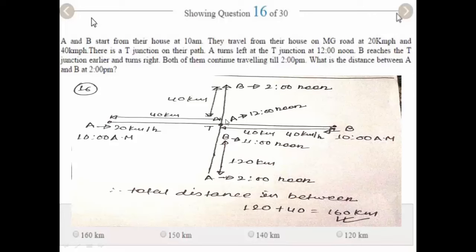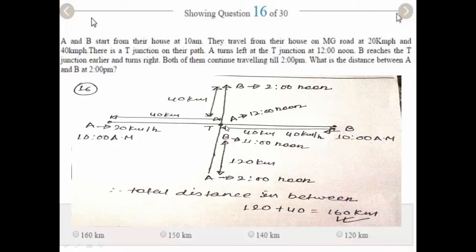Okay, so B starts traveling toward the T junction at a speed of 14 km per hour at 10 o'clock, and A starts walking toward the T junction with a speed of 20 km per hour. So A takes 2 hours to reach T. So the total distance from A to T is 14 kilometers. So 14 kilometers is completed by A in 1 hour.